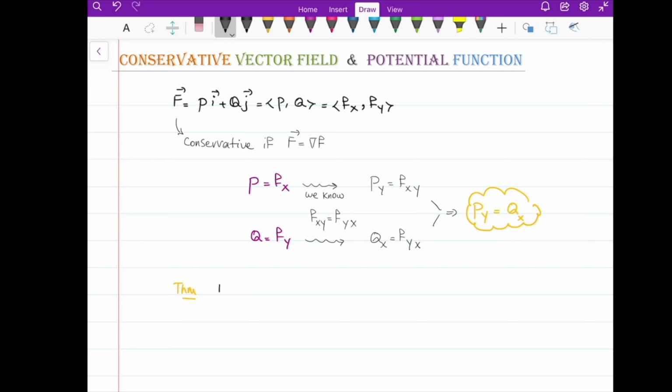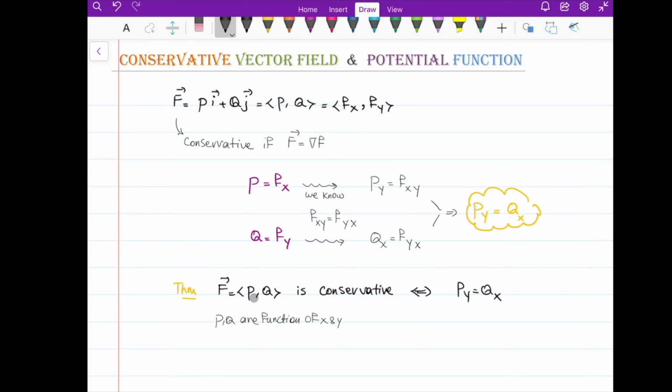And the theorem says that for a vector field F with coordinates P and Q, where P and Q are functions of x and y, the vector field F is conservative if and only if P with respect to y is equal to Q with respect to x throughout the whole domain of F.